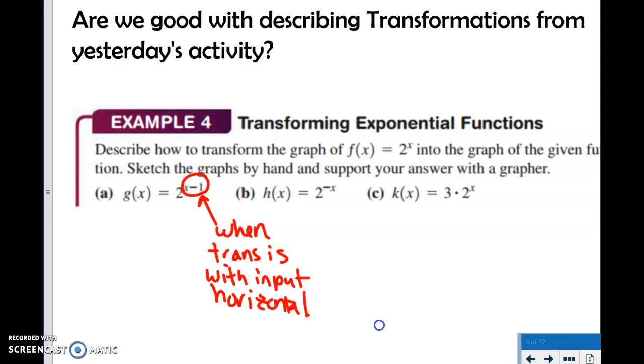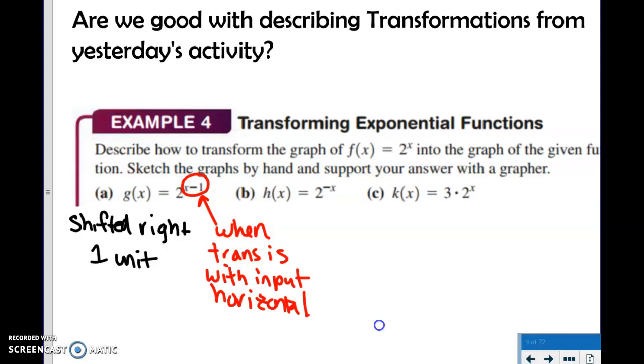So this is a translation because it's a plus or a minus. So it's a horizontal translation. I know that when it's shifted on the input, it kind of goes backwards. So this one has been shifted right 1 unit. All right, and again, that's because that number of -1 is with the input.